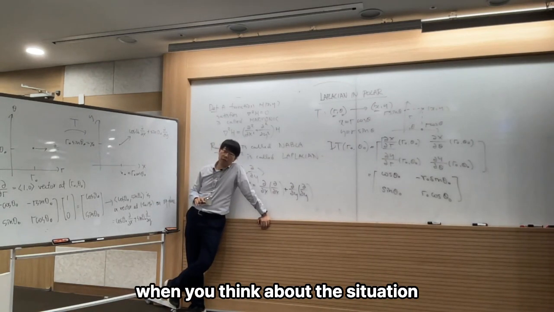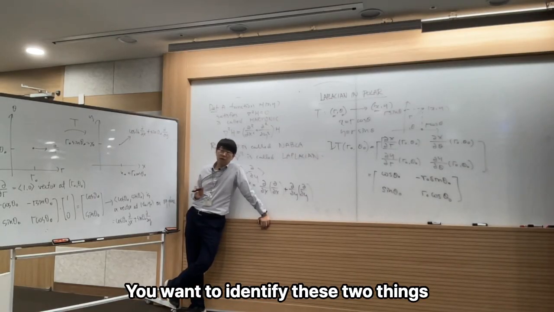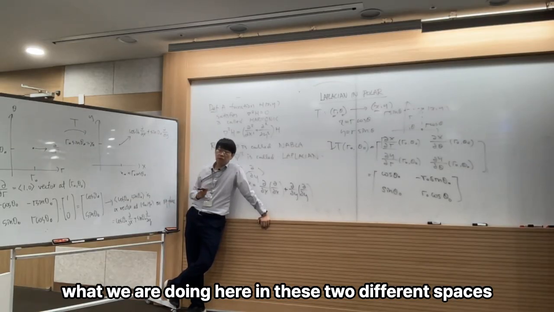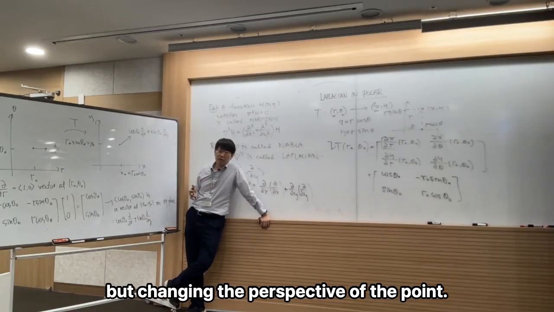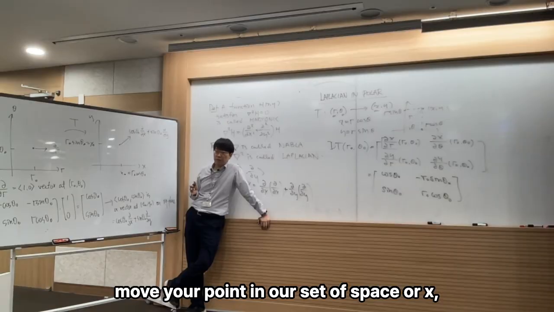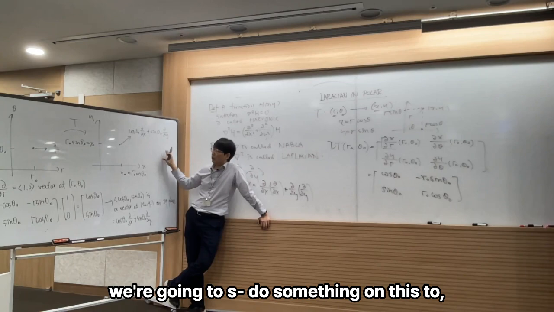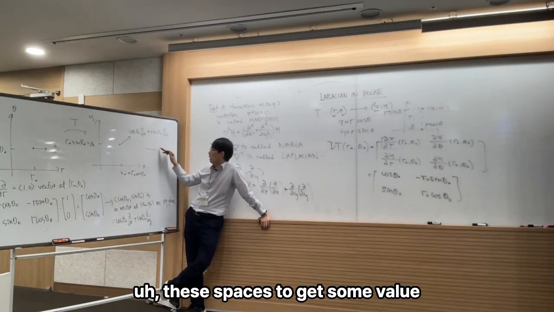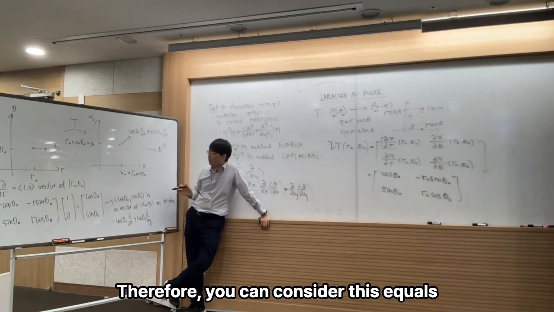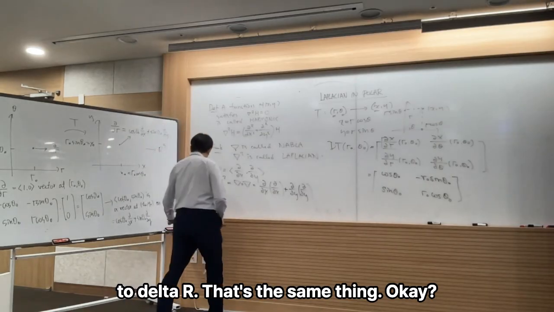So what did I say when you think about this situation with a symbol like this? You want to identify these two things as the same thing, because in fact, what we are doing in these two different spaces is nothing but changing the perspective of the point. It doesn't matter whether you move your point in r theta space or xy space, because eventually we're going to do something on these spaces to get some value or some movement in a three-dimensional space, like a robot arm or whatever. Therefore, you can consider this equal to ∂/∂r. That's the same thing. Okay?